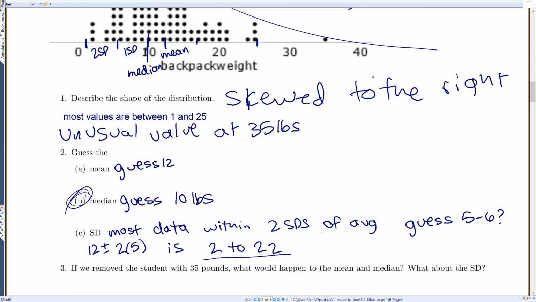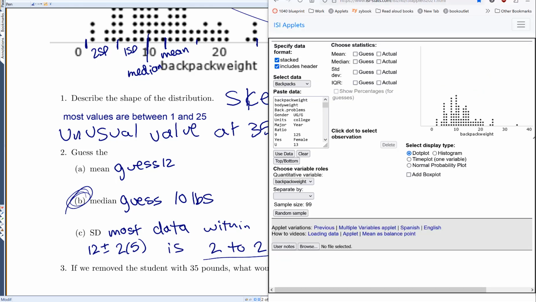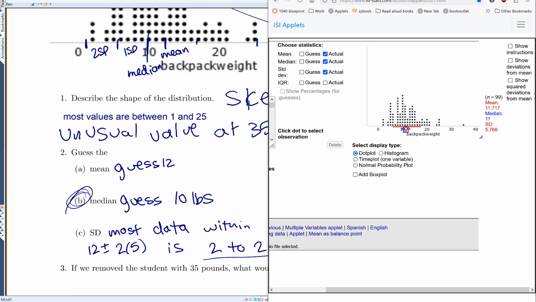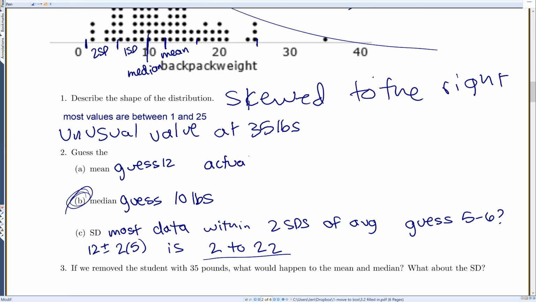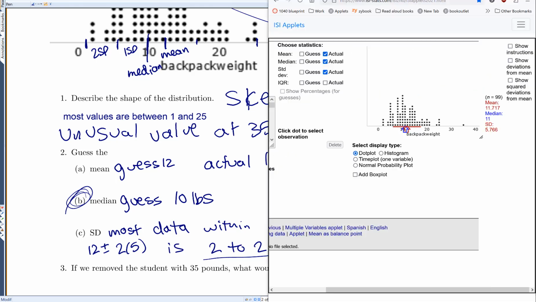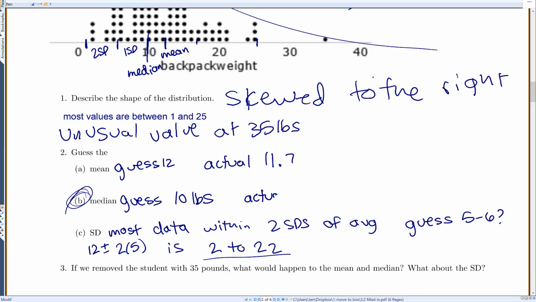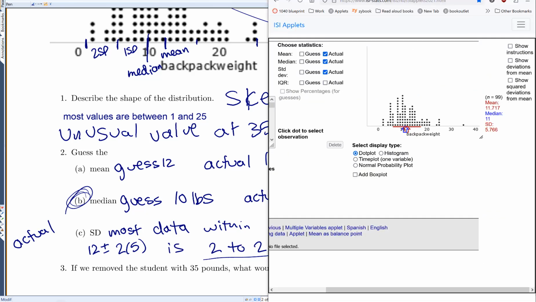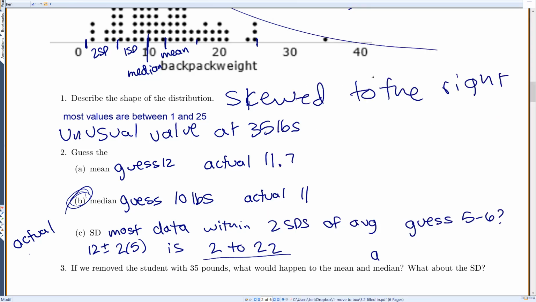Okay. Now let's go back to the applet. So you can guess on there, or you can ask for the actual values. Okay. So my actual, you can actually see it here. My actual mean is 11.7. My median is 11. I guess I must have actually counted wrong, but like I said, you don't have to be very exact. And for my SD, my actual is 5.76.